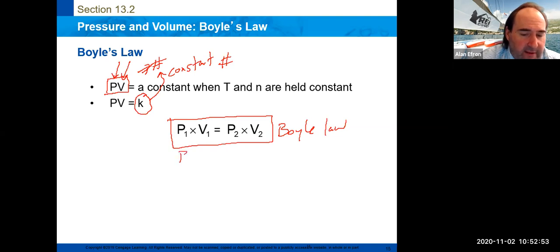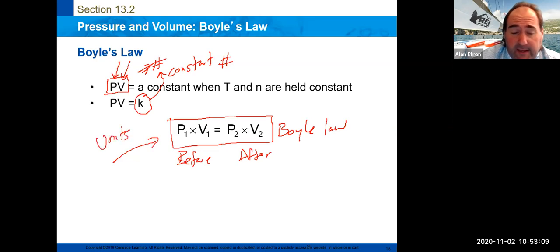And this is a before and after situation here. So P1, V1 is the before, then you change something, pressure or volume, and one of the other ones will change with it. Now, in terms of units, you're good. It can be any unit, and volume here could really be any unit.